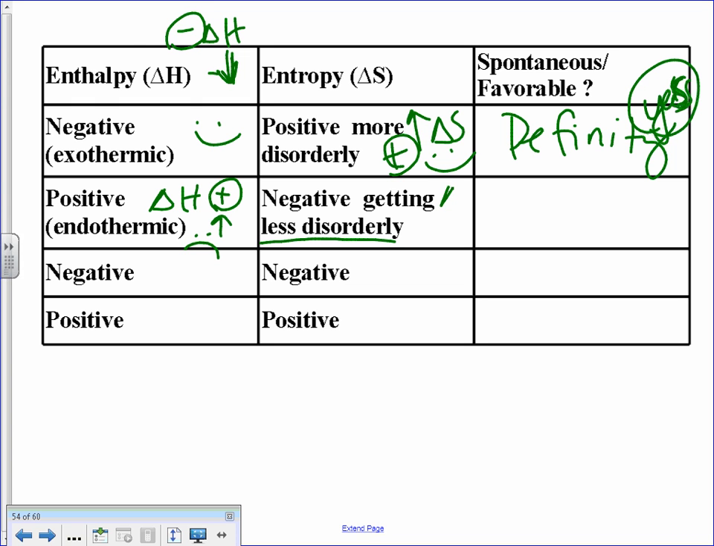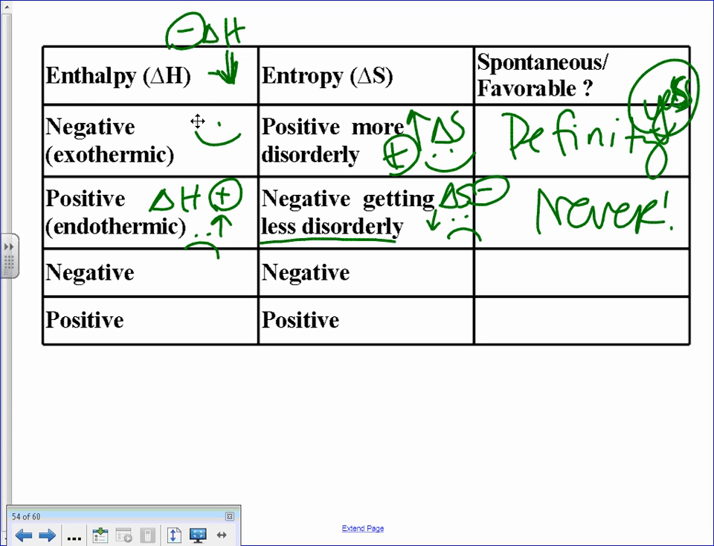So that's a delta S that's negative, because it's getting more ordered, less disordered. That's going down, so that's another sad face. So this is a never. It will never happen, no matter what, because neither of these two factors are satisfied.